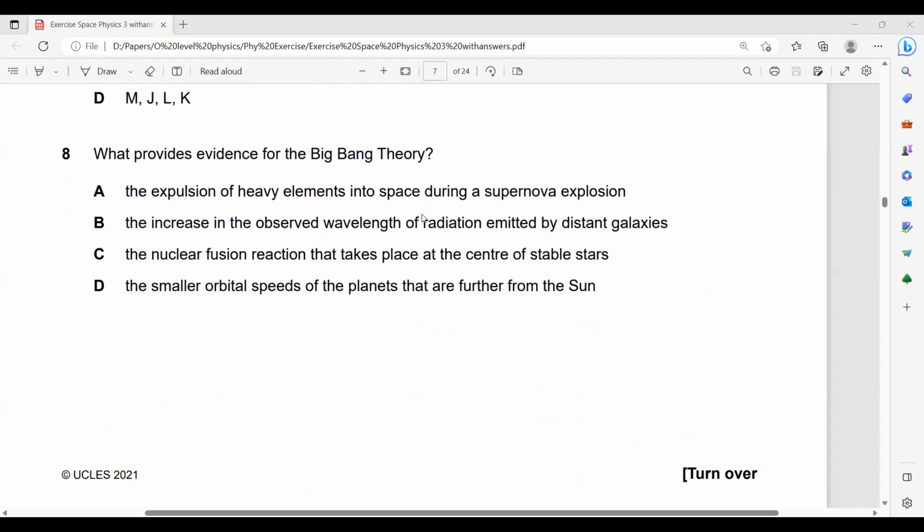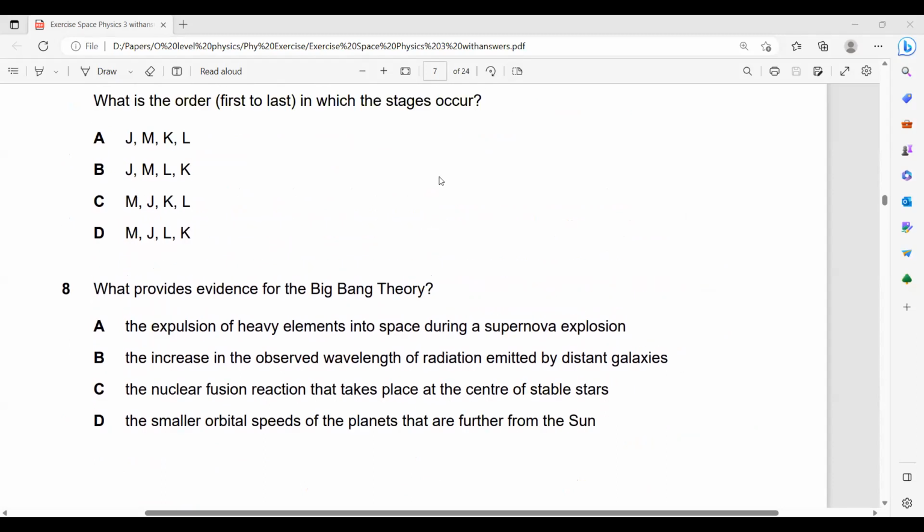The next question: what provides evidence for the Big Bang? When heavy elements are expelled into space during a supernova, this is not evidence of the Big Bang. An increase in the observed wavelength of radiation: when we observe radiation from distant galaxies, far from us, the wavelength we receive has increased, so they are giving us a redshift. This is evidence of the Big Bang, because if they are giving us a redshift, it means they are moving away from us, and that shows the universe is expanding, so it started with a Big Bang.